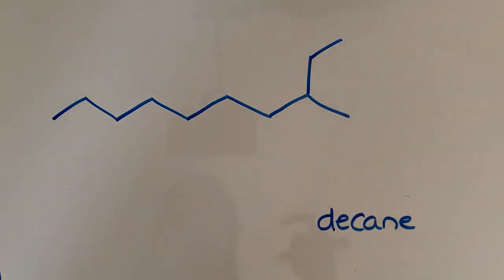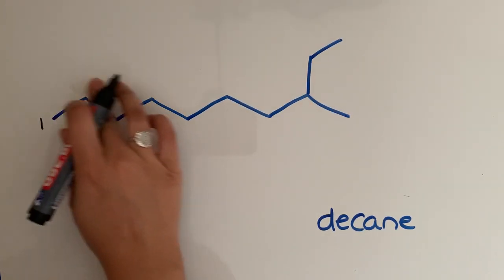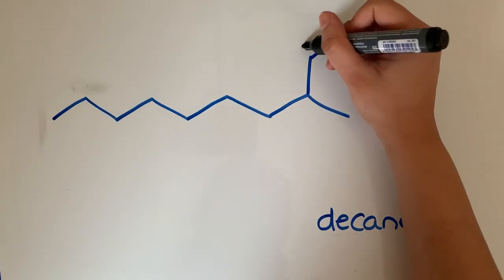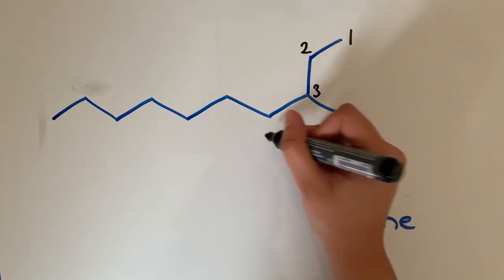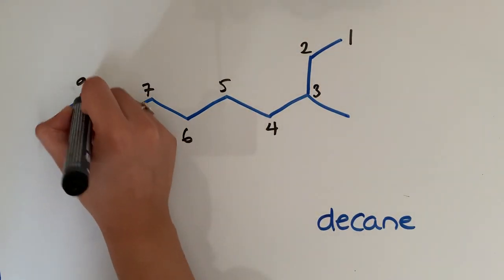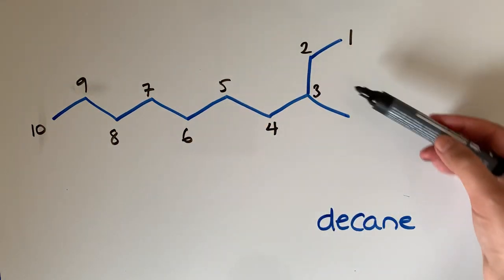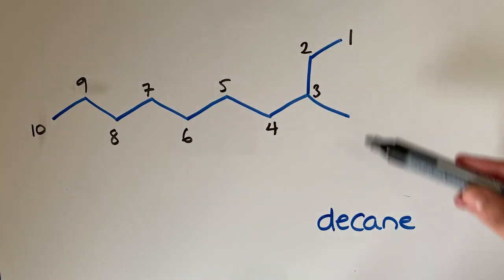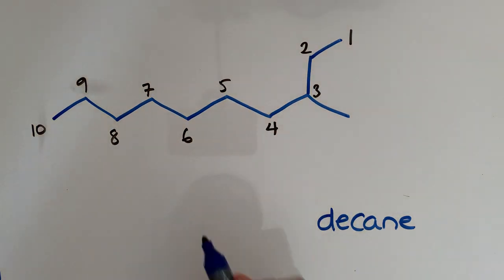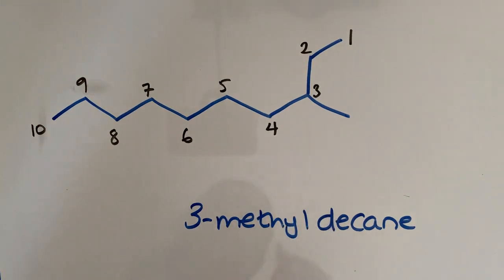And if I number this, that's 1. Oh, sorry. I should start numbering from the other end because then my methyl group comes off the smallest carbon. So 1, 2, 3, 4, 5, 6, 7, 8, 9, 10. So the longest carbon chain is decane, and coming off of carbon 3, we have a methyl group. So that means this is called 3 methyl decane.